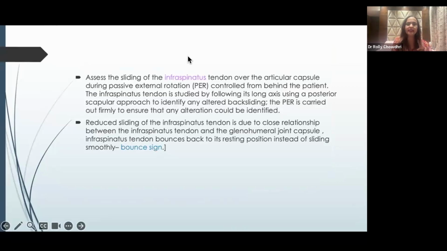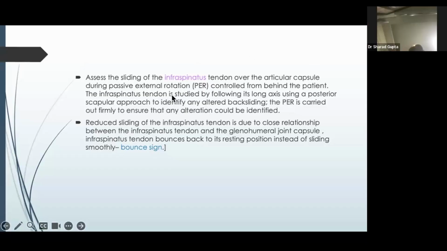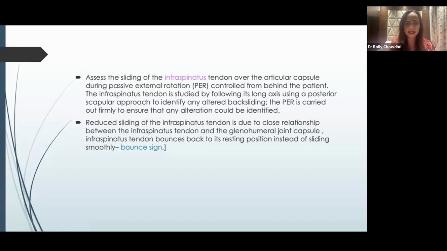One of the new signs which have come up, and I think is of great importance, is the infraspinatus dynamic assessment, which is a new sign. I found it very interesting. It's also known as the bounce sign. What are we actually doing in this? We are assessing the sliding of the infraspinatus tendon during passive external rotation, which we do like this. We are seeing the infraspinatus tendon from the posterior scapular approach in the long axis.